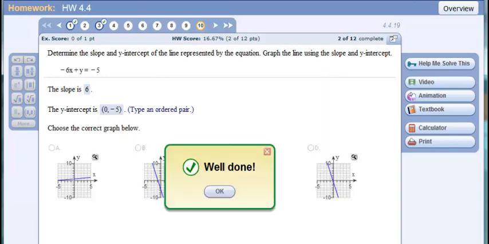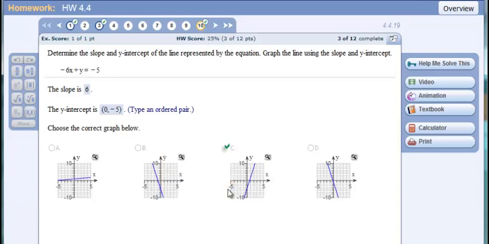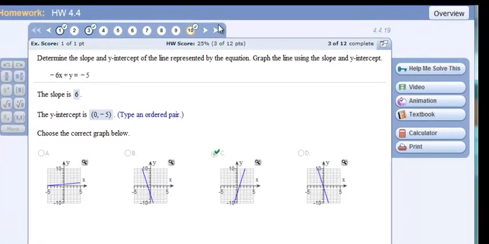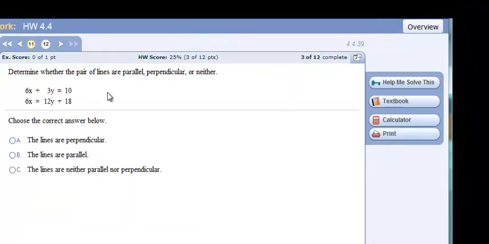Check our answer. Well done. We got it. So that's how you do those problems. There are 2 other problems, and I'm not doing them because it's just determining if their lines are parallel, perpendicular, or neither. And all you have to do there is write them in y equals mx plus b form and then look at your slopes. And we did an example of each of those in your notes. So good luck on your homework and good luck on your quizzes.